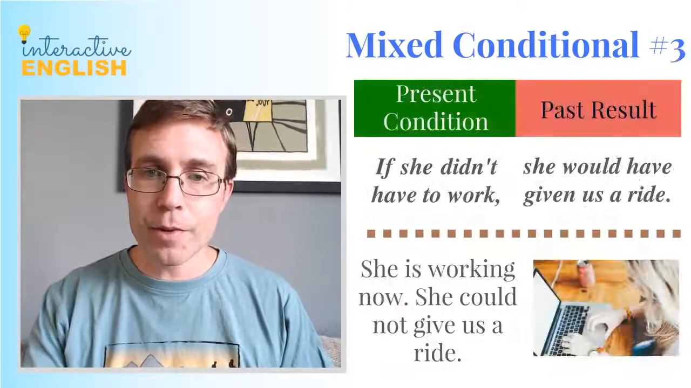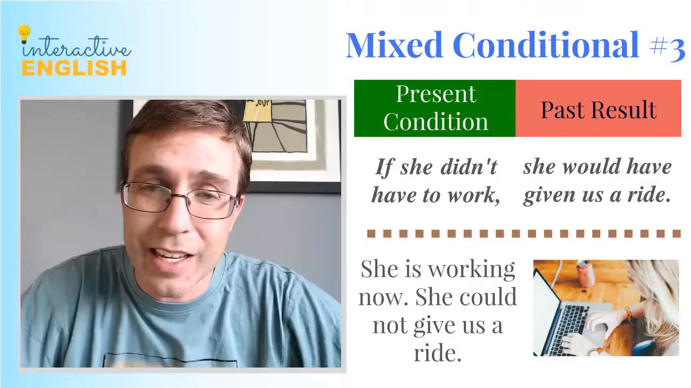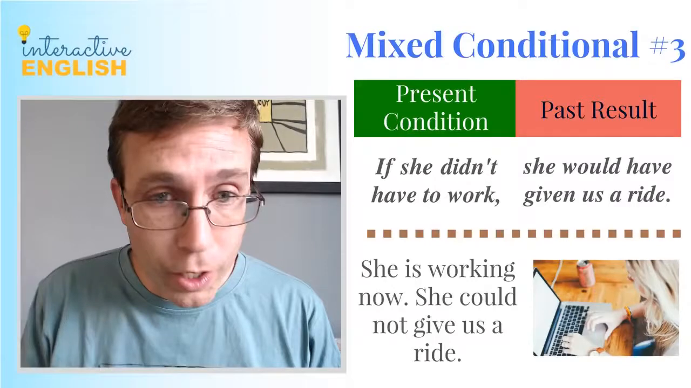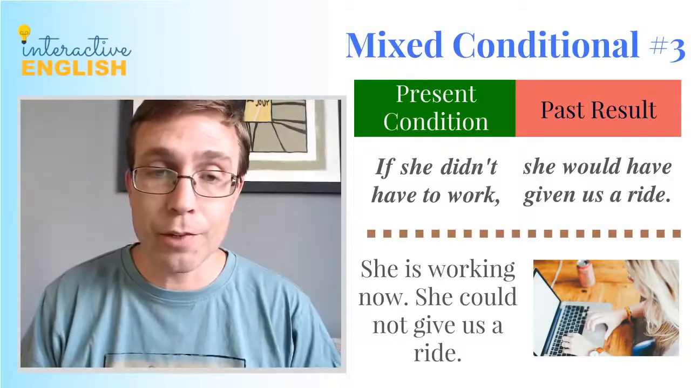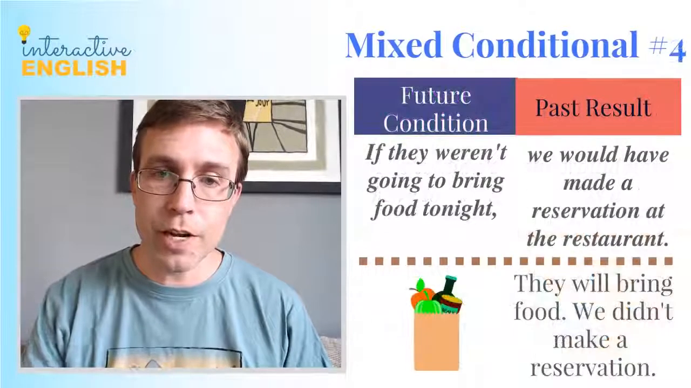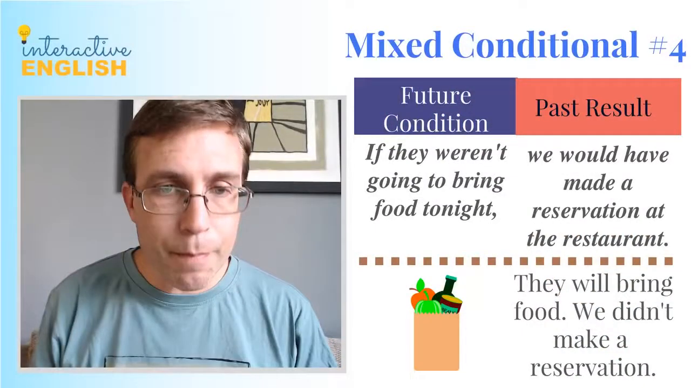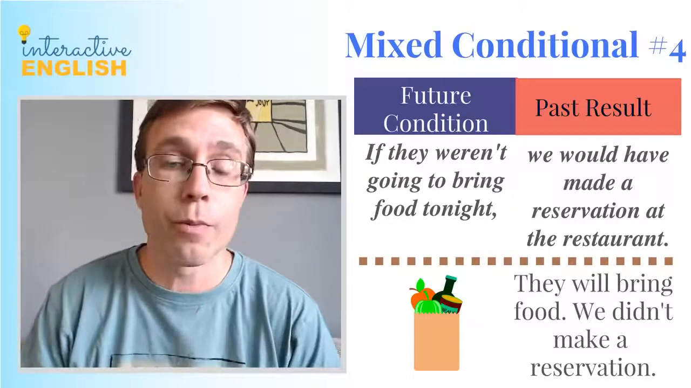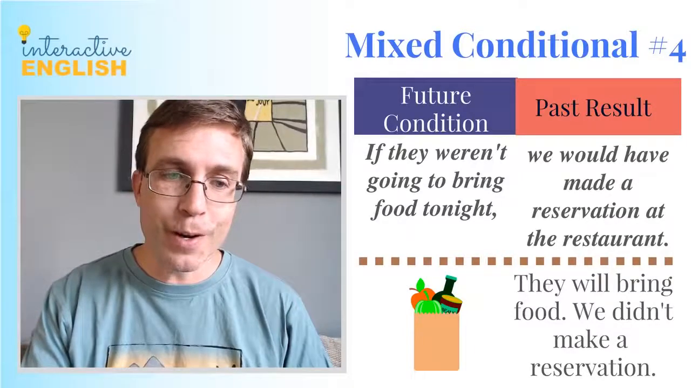Mixed conditional number 3, here's my situation. She is working now. She could not give us a ride. But if she didn't have to work, my present condition, she would have given us a ride. That would have been the past result, all right? It happened in the past. Mixed conditional number 4 with the situation, they will bring food. We didn't make a reservation. But if they weren't going to bring food tonight, we would have made a reservation at the restaurant. Okay? So that is a quick review of all of these.